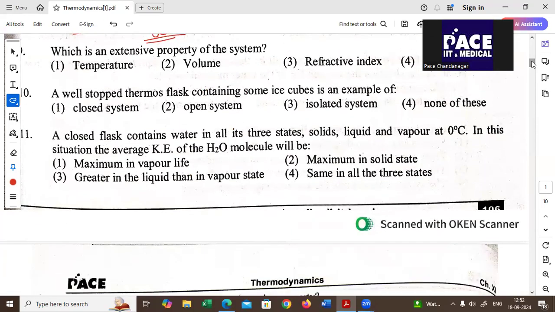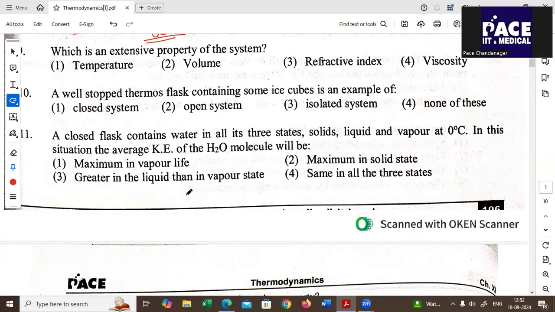Next, what is an extensive property of the system? What do you mean by extensive property of the system? Which is nothing but dependent on the mass. Intensive is independent, extensive is dependent. So volume is dependent on the mass, temperature is independent. Refractive index is independent. There is a particular refractive index for each of the substances. And similarly, there is viscosity assigned for each of the substances.